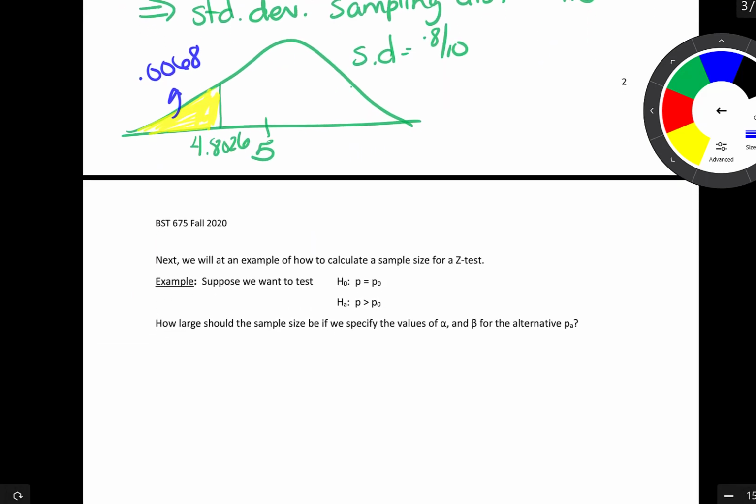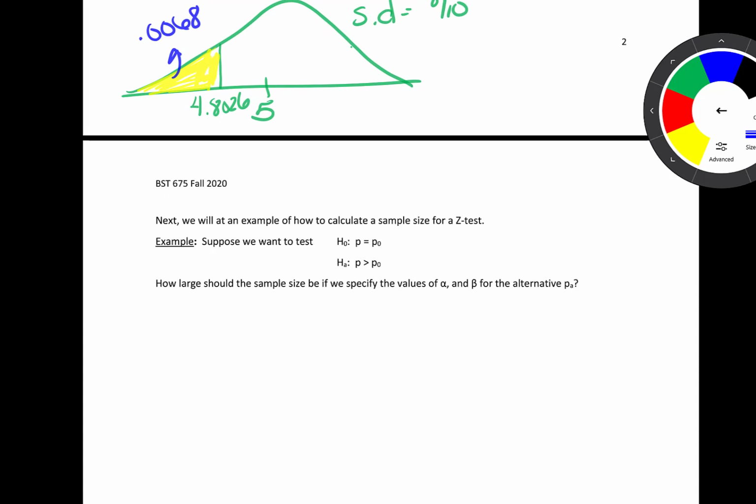Alright, so next let's look at how to calculate a sample size for a z-test. Now, keeping in mind what I was saying before, usually when we work with means, we work with t-distributions. For sample size calculation, since the t-distribution does depend on the sample size, we'll usually default to working with the standard normal anyways.